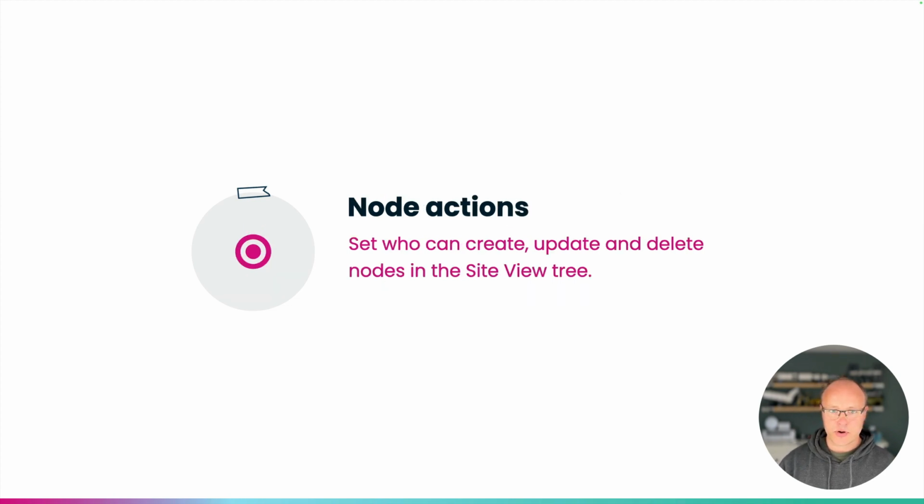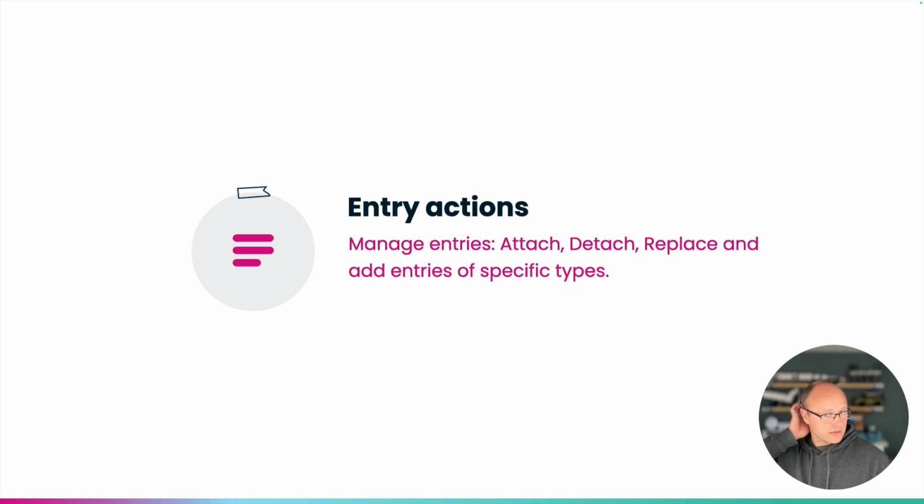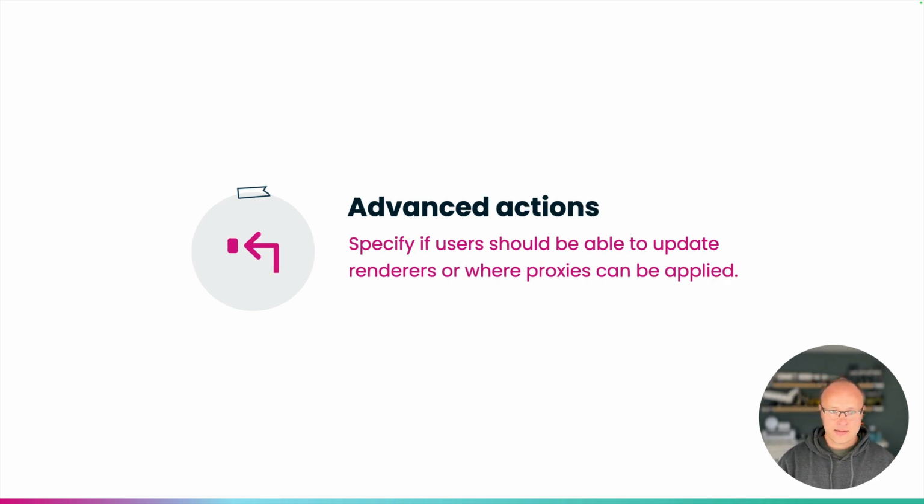So these permissions are broken down into three groupings. Node actions: who can create a new URL, update them or delete them in the site view tree. And then alongside the creation of nodes themselves, who can manage the entries that get attached to those nodes, who can replace maybe your homepage or a landing page, or who can add and create content of a specific type within a site view section. There's also advanced actions, things like who can update a renderer, where can proxies be set. All of these are configurable in the roles builder.